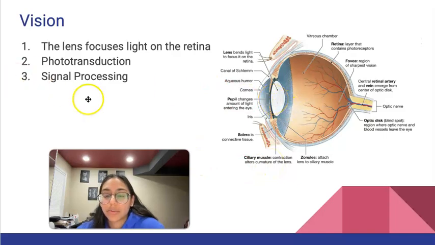When objects are far away, the ciliary muscles are relaxed and the lens assumes a flatter shape. But when objects are closer to the eye, the ciliary muscles contract, causing the lens to become more rounded, which increases the angle of refraction of light that comes into the eye. And this is all done so that the light can be focused onto the retina and provide us a clear image.